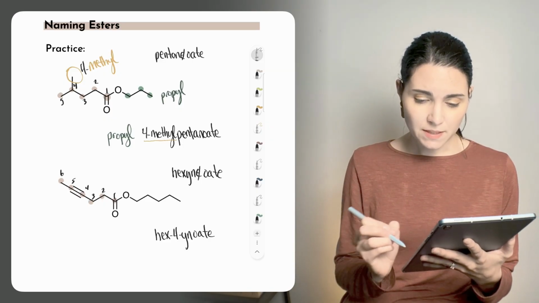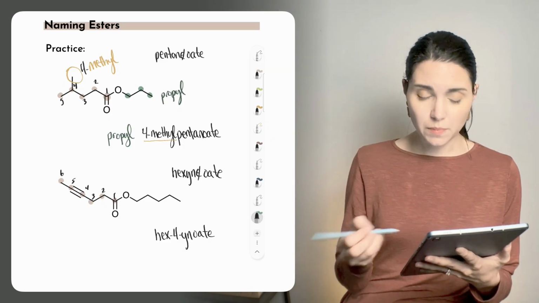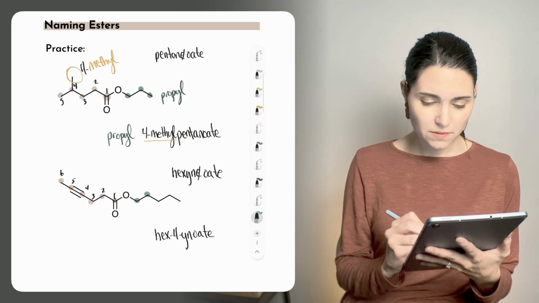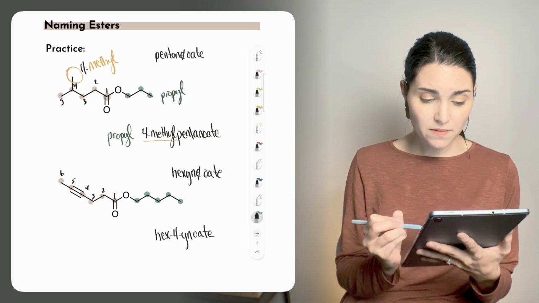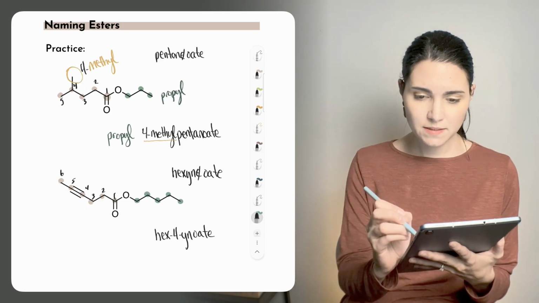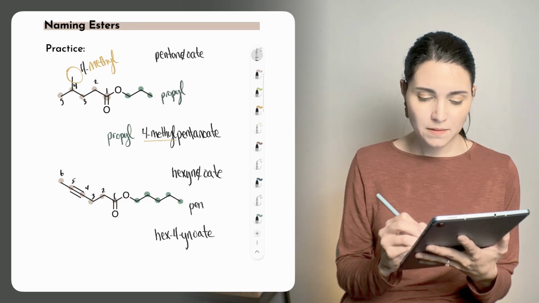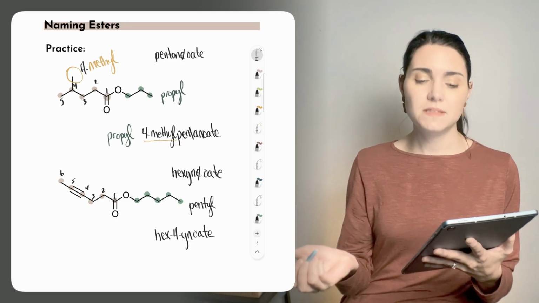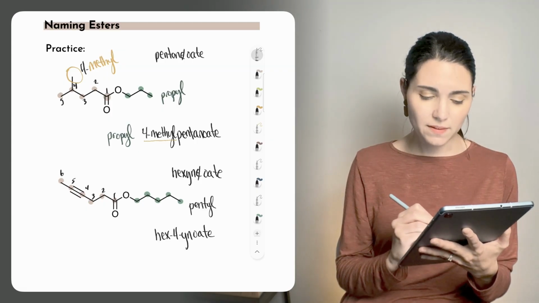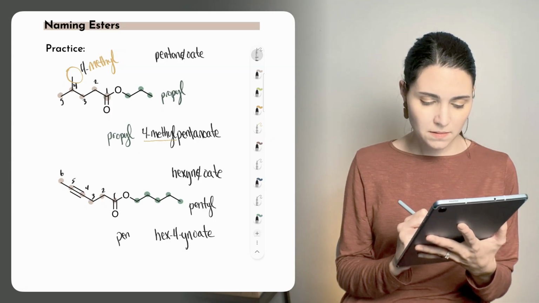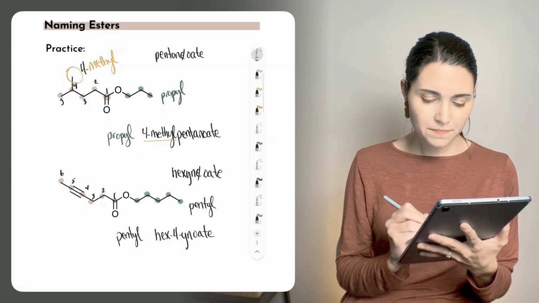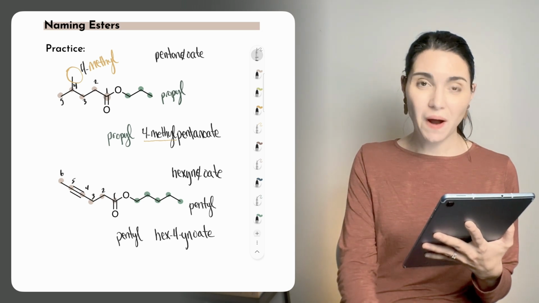And then, of course, we need to look at the alkyl part of our ester. So that has 1, 2, 3, 4, 5 carbons. So that is a pentyl substituent, and we put that in front with a space. Pentyl space hex-4-ynoate.